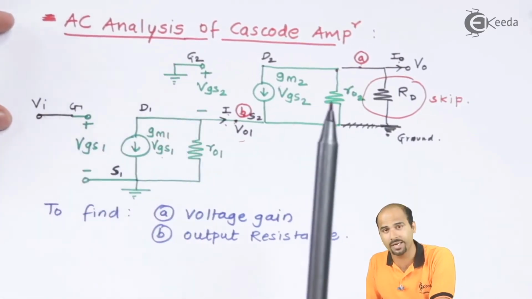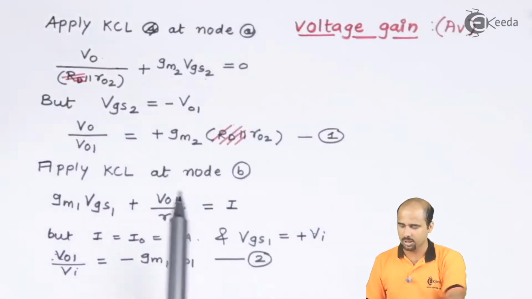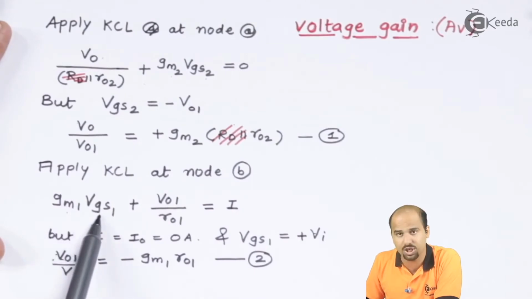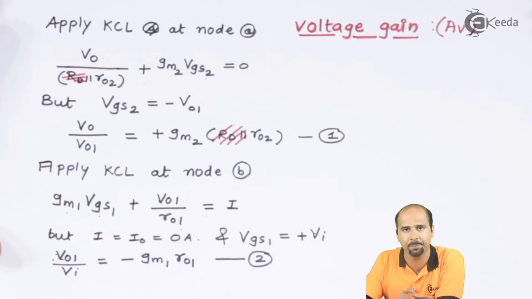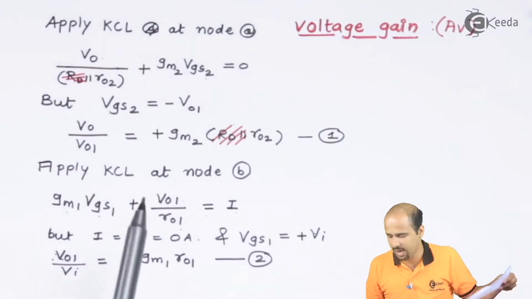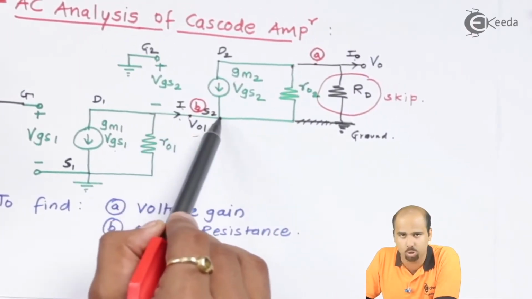Now how we will be getting the ratio of VO1 and VI? Let's look at this particular KCL equation. First KCL equation will be getting GM1 VGS1 plus VO1 divided by RO1 is equal to I. Right? Now what is the value of I? I know that I is nothing but current flowing through D1 to S2, right?